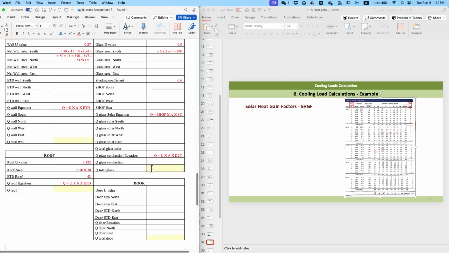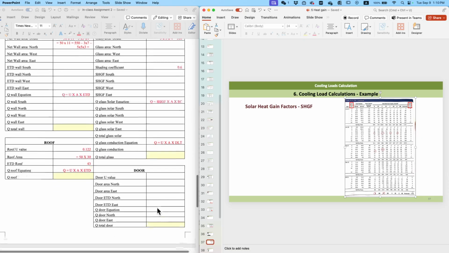And what is the total glass heat gain? Total glass heat gain is the total glass solar heat gain you find from this one, plus this one, the total glass conduction heat gain. So this one plus this one, you can get the total glass. So stop this video and finish all of them.